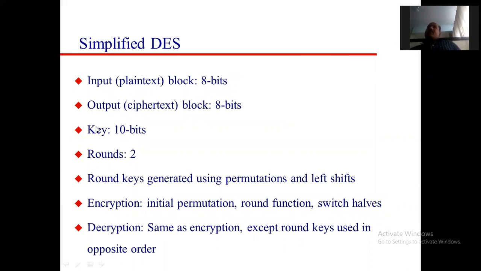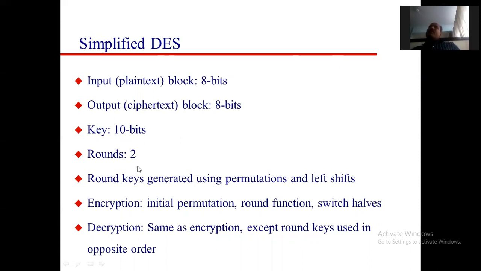Now the input size, that is the plain text block, is 8 bits. The output, that is the cipher text block, is 8 bits. And the size of the key is 10 bits here. And here we are going to consider 2 rounds.